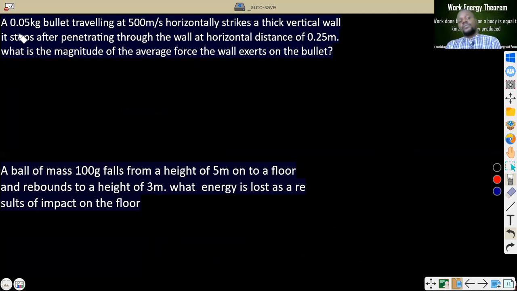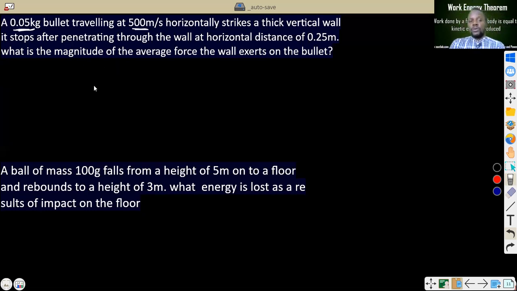The next is we have a bullet of 0.05 kilogram, traveling with this speed horizontally, striking a thick vertical wall, and it stops after penetrating through the wall at a horizontal distance of 0.25 meters. The question is, what is the magnitude of the average force on the wall? A bullet is an example of a rigid body. We've talked about the concept of rigid body as well. So we can draw the illustration if you want, and if you don't want, if you understand the work-energy theorem, as is showing at the back, we have talked about a rigid body.